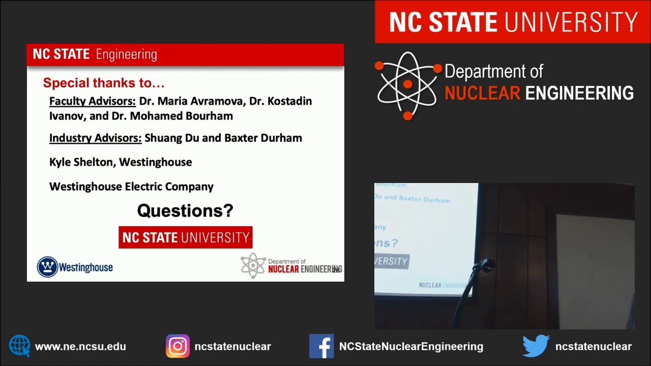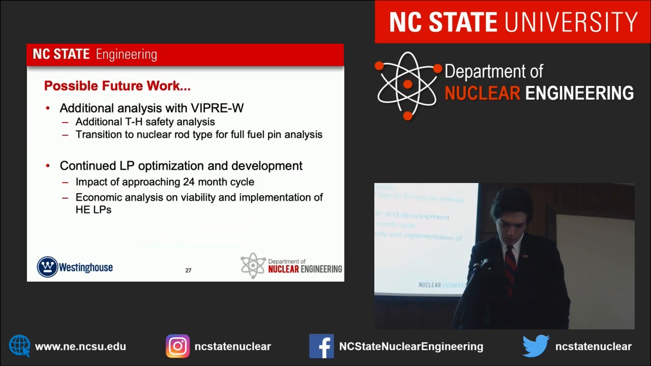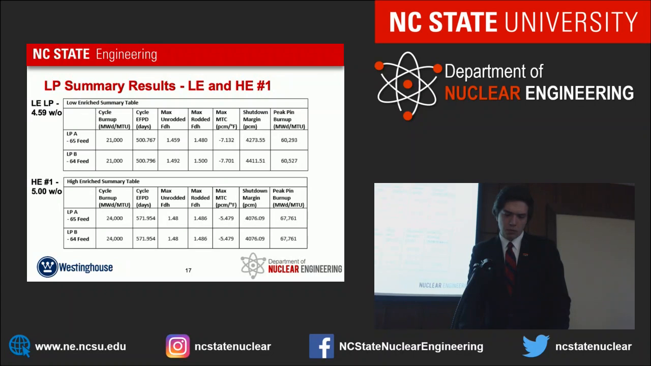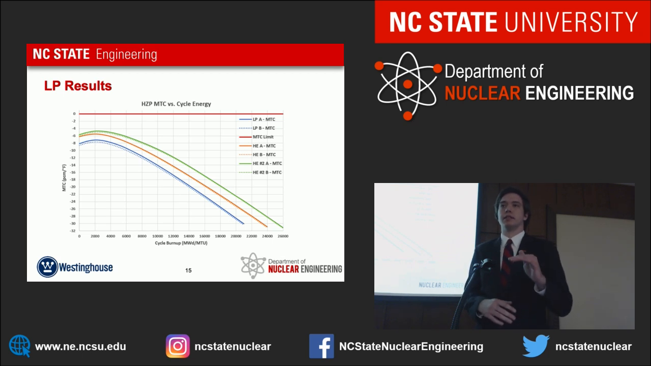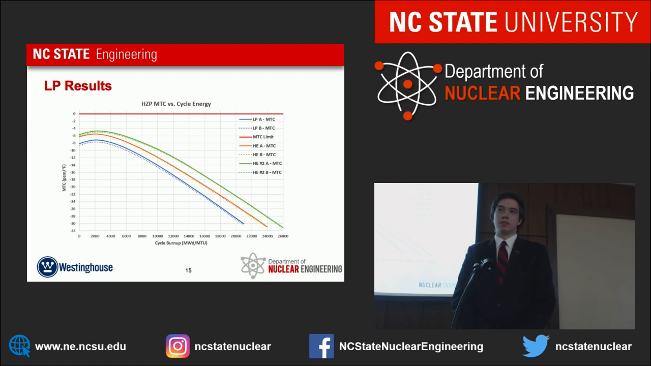Yes. I saw the plot of the MTC. So is there a constraint on the lowest value at end of cycle, for example? You know, the negative end of it. For our project constraints, we were not given a low end value. We just wanted to maintain a negative value for the length of the cycle. Yeah, that's something that we definitely could look at for further transient analysis.